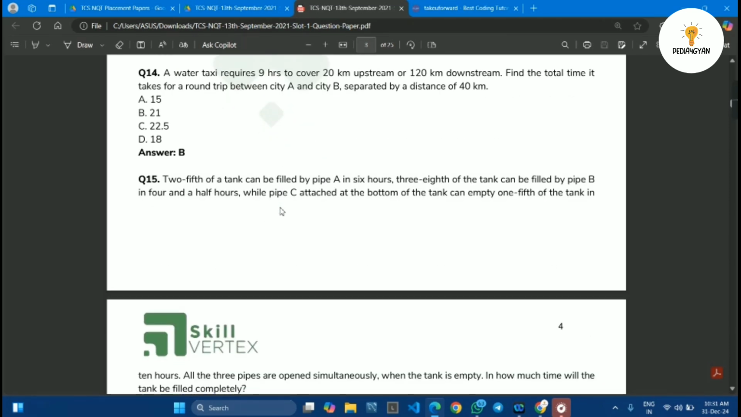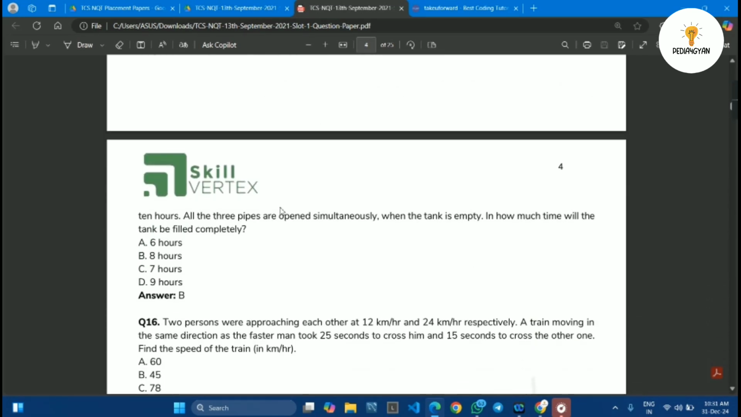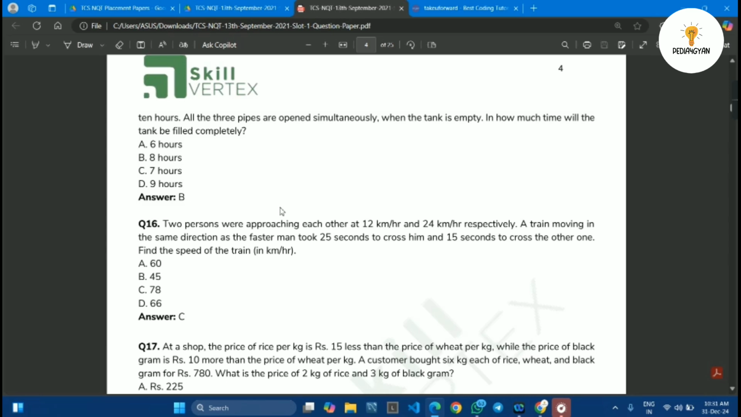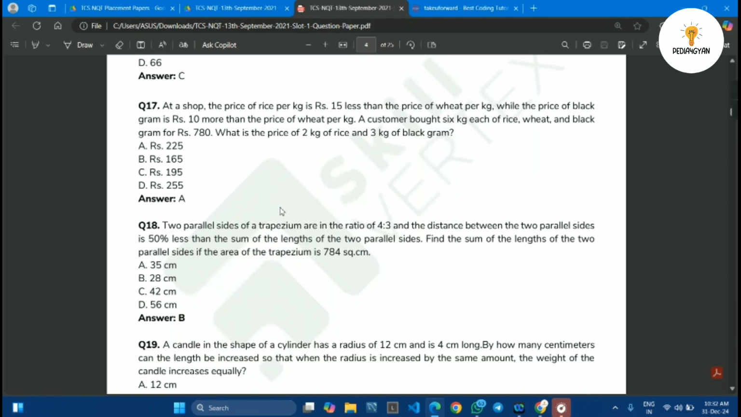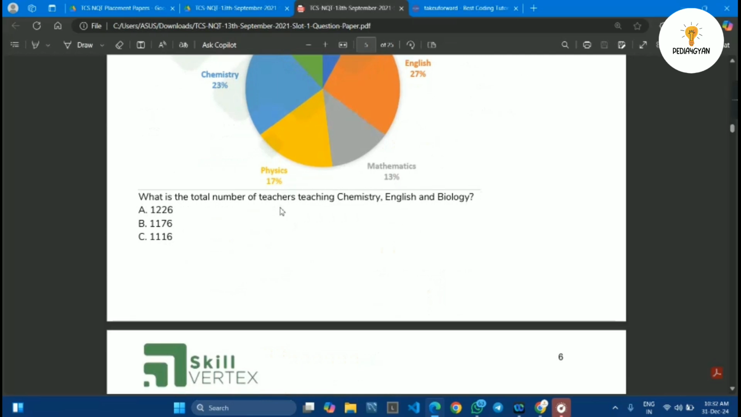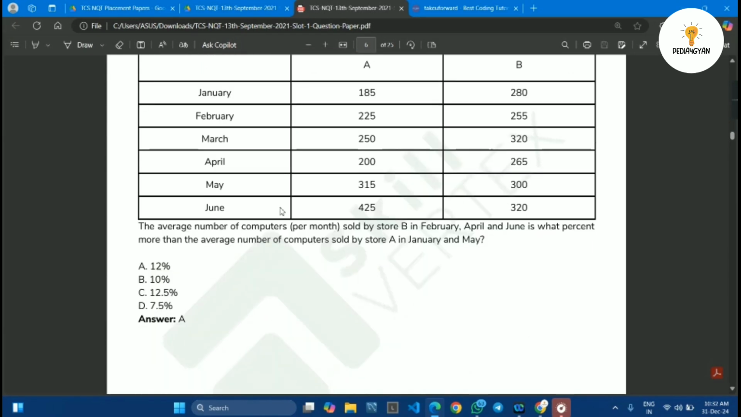These are very important topics from numerical ability. From reasoning: blood relation, coding-decoding, sitting arrangement, and the most important topic, statement and conclusion. These are very important topics, you have to prepare. For verbal ability you can prepare statement and conclusion, antonyms, synonyms, articles, grammar. You don't have to learn the whole grammar. So I hope you got the pattern of the TCS NQT. This is the actual paper.